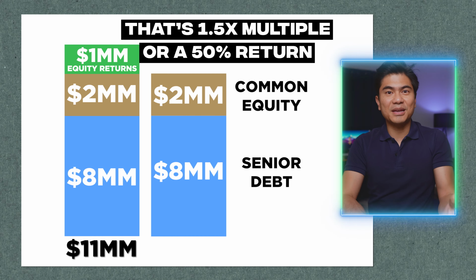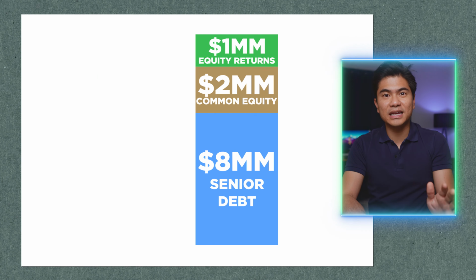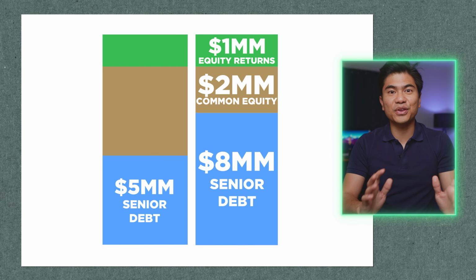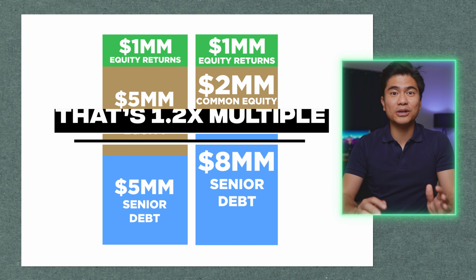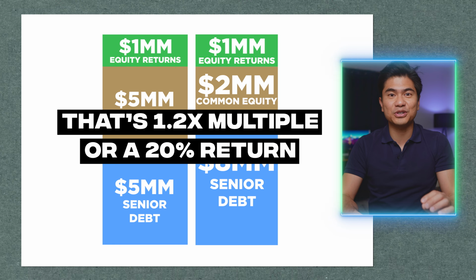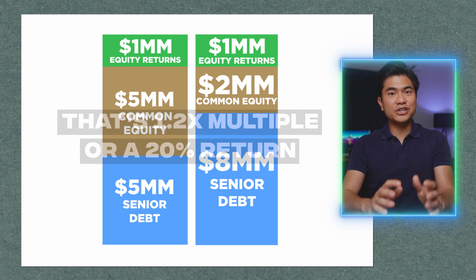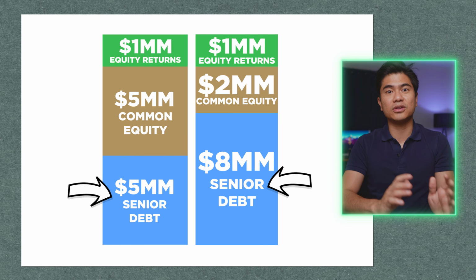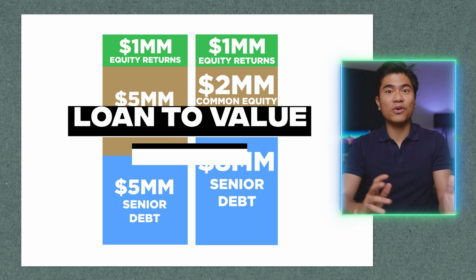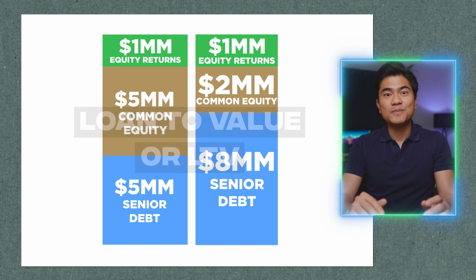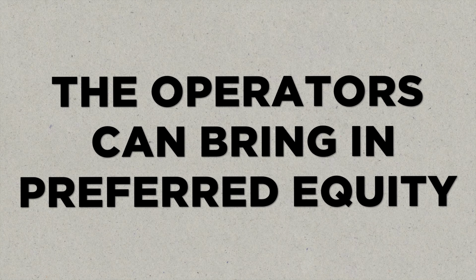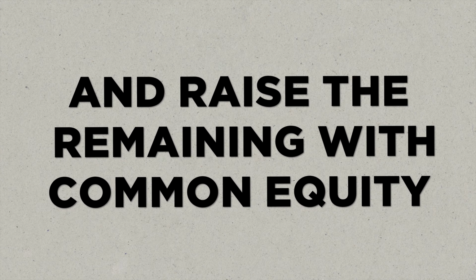Let's use that exact same scenario, but instead we decrease the debt to $5 million and raise another $5 million for common equity. That same equity return is now only a 1.2x multiple or a 20% return on capital. As you can see, the senior debt first dictates how much they are willing to loan, which is called the loan to value or LTV. If the LTV is too low and there's no way to make this deal work, to increase the LTV, the operators can bring in preferred equity and raise the remaining with common equity.